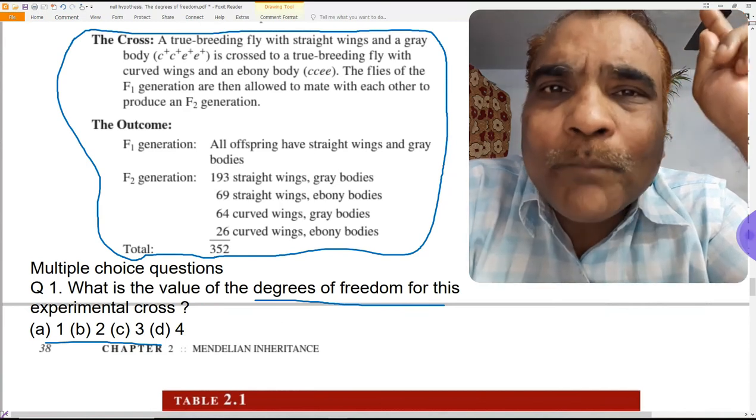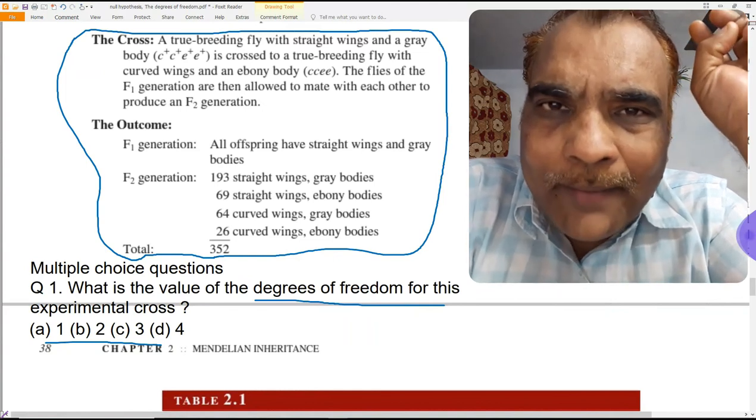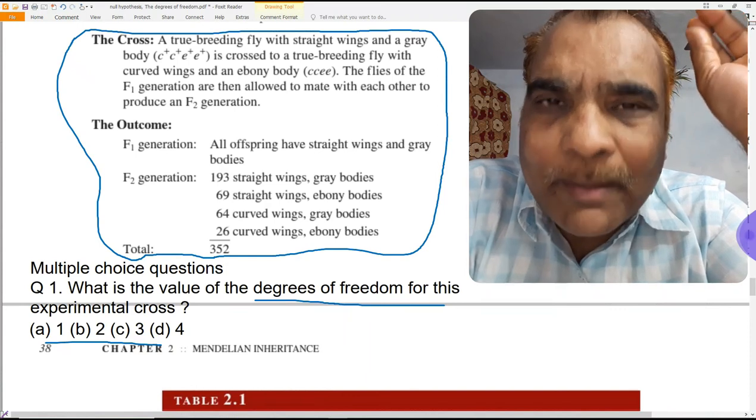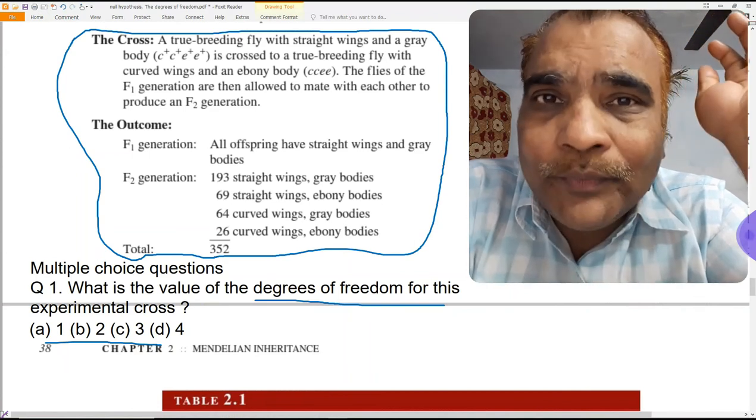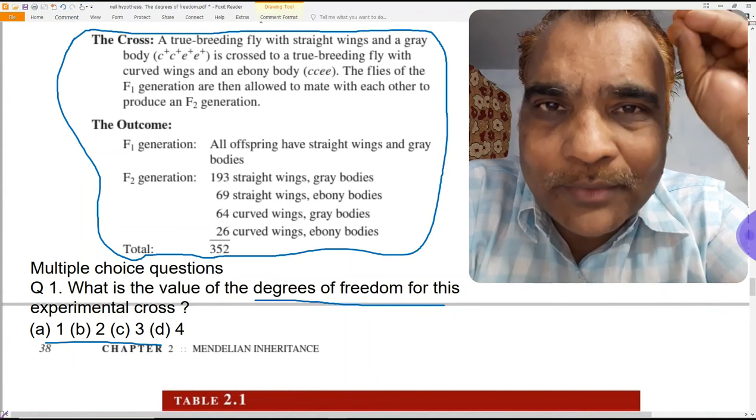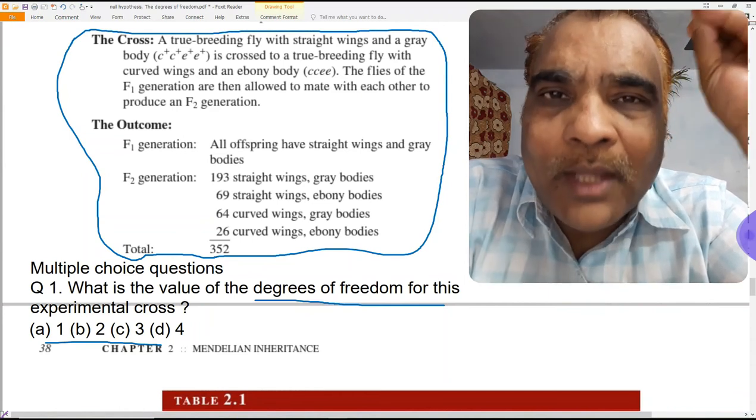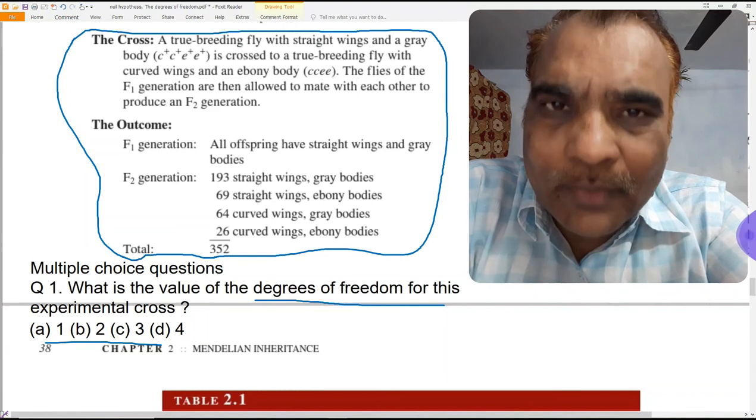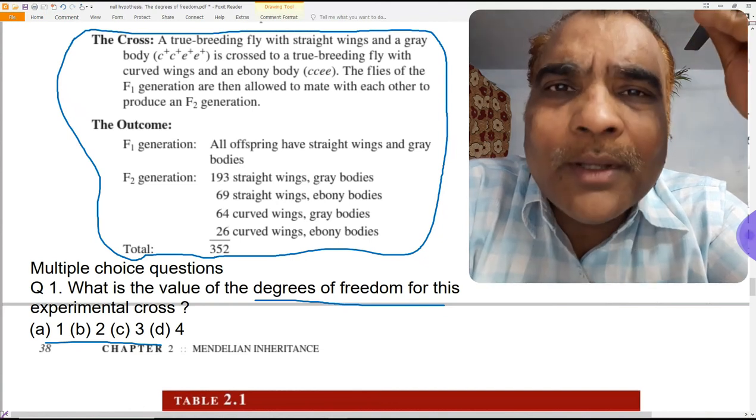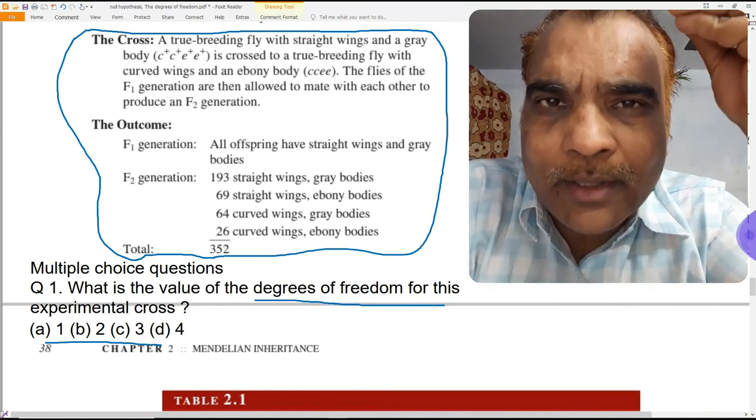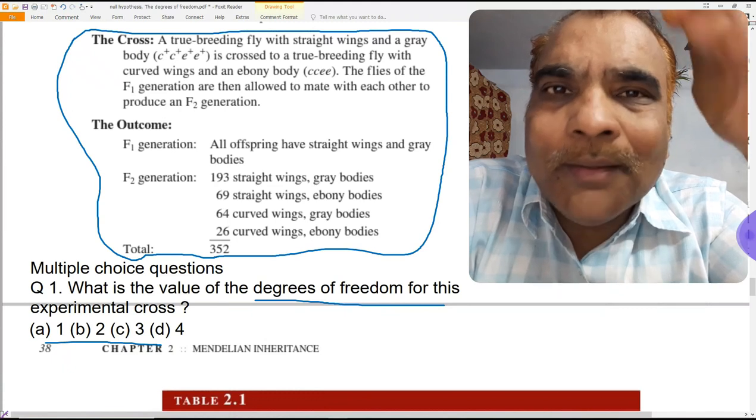Then second step, from the phenotype of the F2 generation you are calculating the expected value. Step number 3, you are using the chi-square test formula and finding the chi-square value. Then once you are ready with the chi-square value, you will find out the degrees of freedom. Now you are ready with the chi-square value and the degrees of freedom value. Then you are comparing your values with the probability values in the table, and then you will be in a position to answer these three questions.